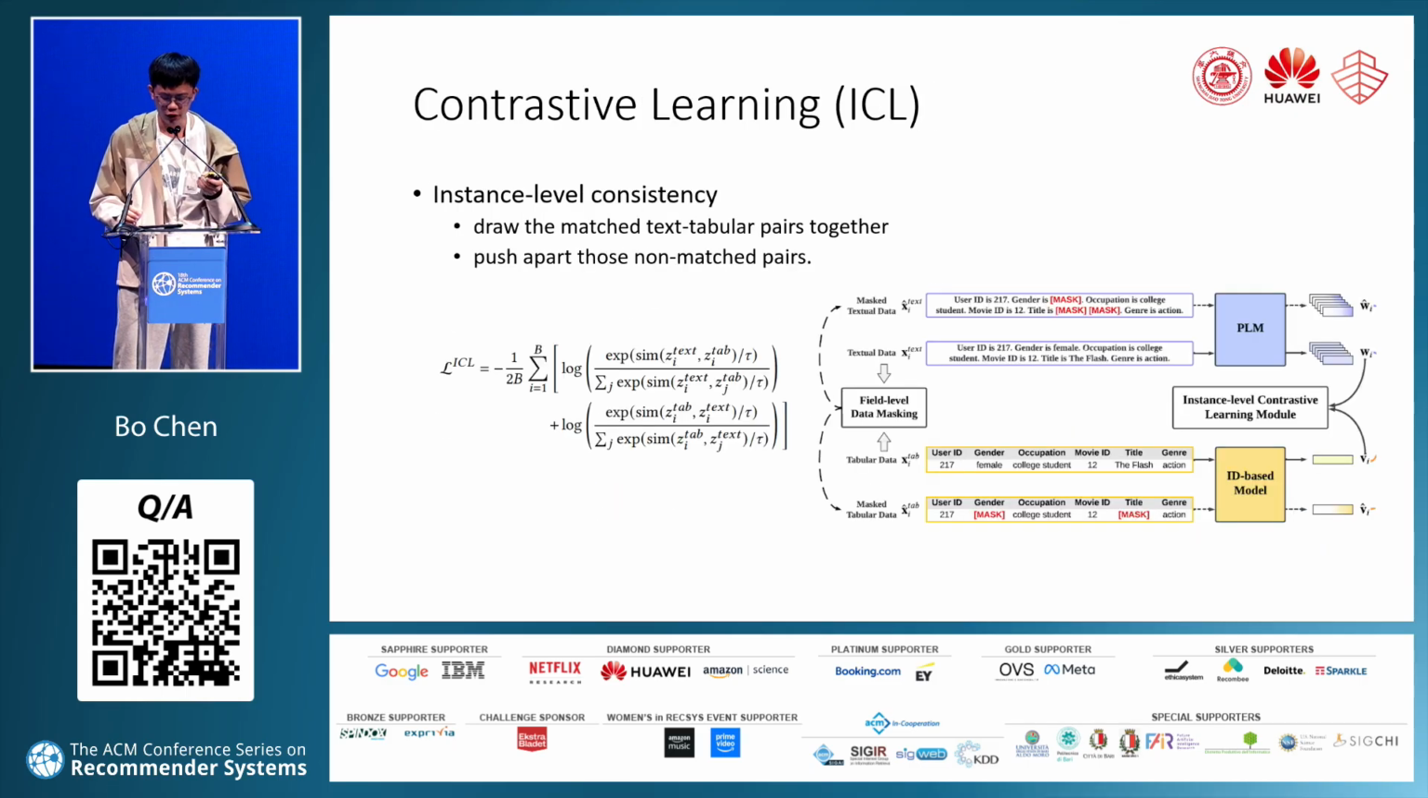In addition to the feature-level alignment, we also introduced the contrastive loss to learn the instance-level alignment. And the contrastive objective draws the representations of the matched text and tabular pairs together and pushes away the non-matched pairs. And we use an InfoNCE loss here.